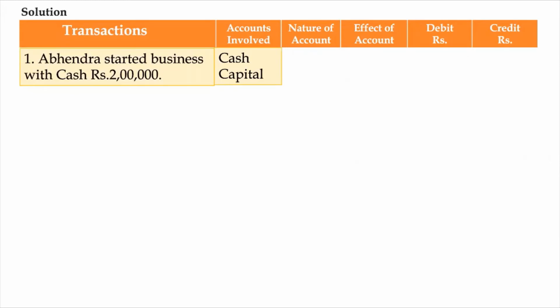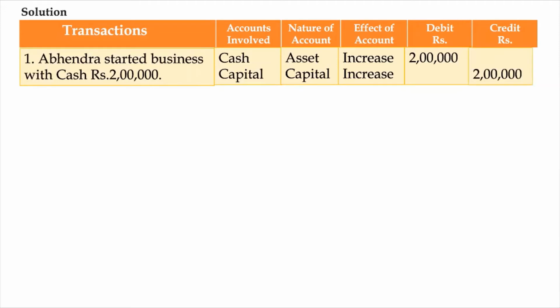Okay. So cash is of which nature? Cash is what? It is an asset and capital is what? It is a capital only. Effect of account. See, cash is coming in. Okay, so cash is increasing and capital is also increasing. Okay, so when asset increases and capital increases, we will write on which side? When asset increases, we'll write on the debit side, and when capital increases, we'll write on the credit side.